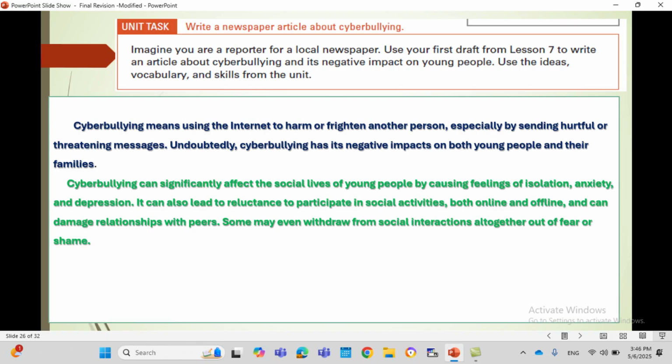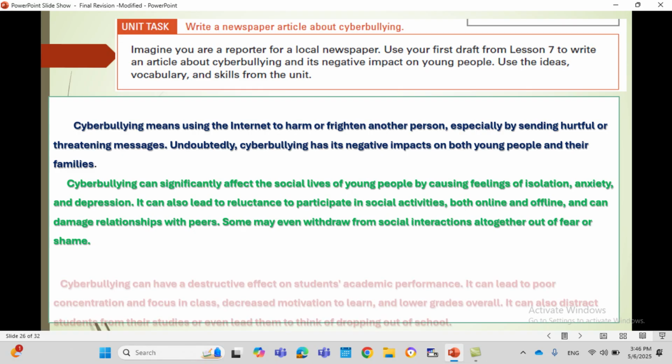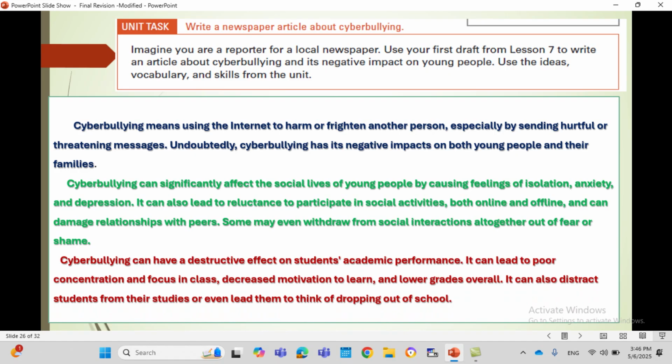As I said, skepticism is the feeling between you and others. That's why you don't trust anyone. This can damage the relationship with other people. Some may even withdraw from social interactions altogether out of fear or shame. If someone is going to cause you a scandal, you feel ashamed of something bad you have done. Okay? There is another negative impact of cyberbullying.